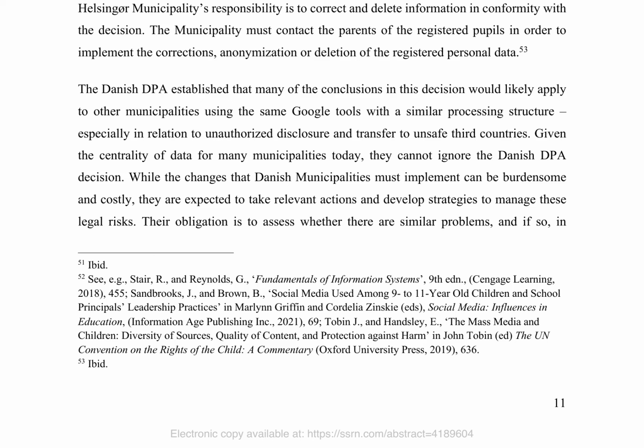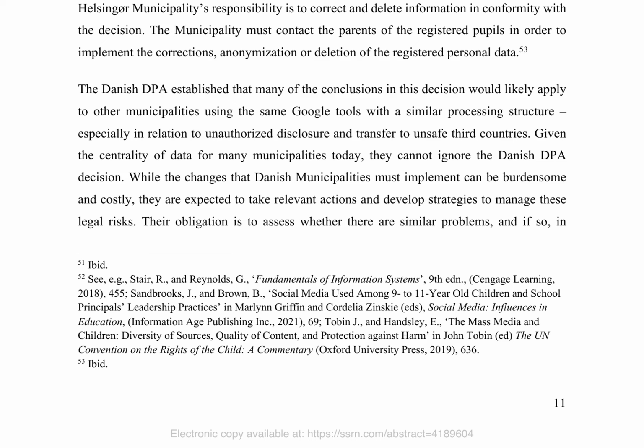The Danish DPA has identified several areas of concern, including unauthorized disclosure and transfer of personal data to third countries. To address these concerns, municipalities must conduct a transfer impact assessment, TIA, to demonstrate that the transfer is not subject to problematic legislation, such as FISA 702.